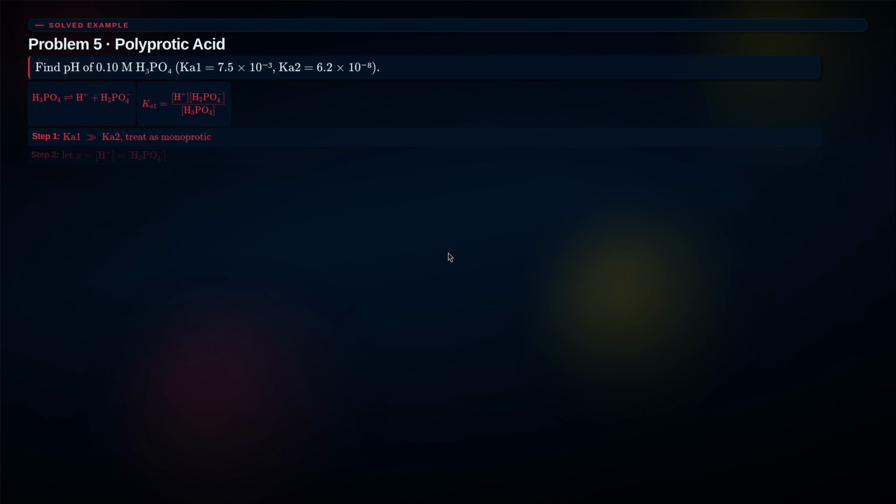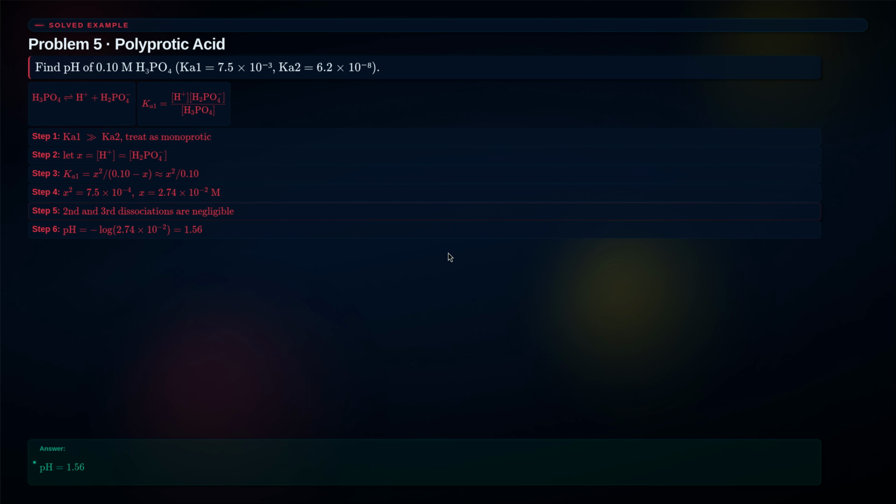Problem 5. Phosphoric acid, H3PO4, is a triprotic acid with Ka1 equals 7.5 times 10 to the minus 3, Ka2 equals 6.2 times 10 to the minus 8, Ka3 equals 4.8 times 10 to the minus 13. Calculate the pH of a 0.10 M solution of H3PO4. Step 1. The first dissociation dominates because Ka1 is much larger than Ka2. So we treat the problem as a monoprotic weak acid. H3PO4 is in equilibrium with H+ and H2PO4-.